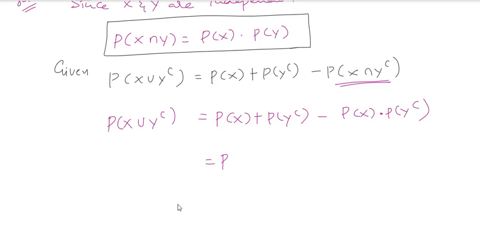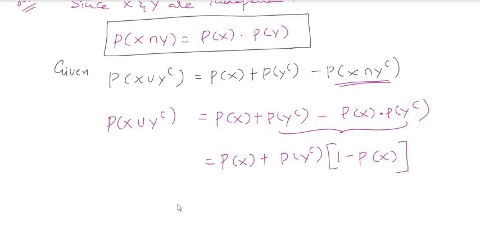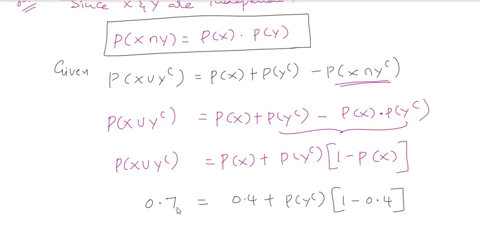Now from this, if I take the probability of Y complement as common, I will have it as 1 minus the probability of X. I know the probability of X, but I don't know the probability of Y complement. Now can you substitute the values? They have given in the problem that the probability of X union Y complement is 0.7, and the probability of X is 0.4, plus the probability of Y complement times 1 minus 0.4. Am I correct or not?